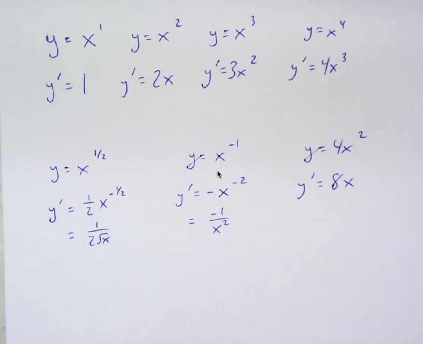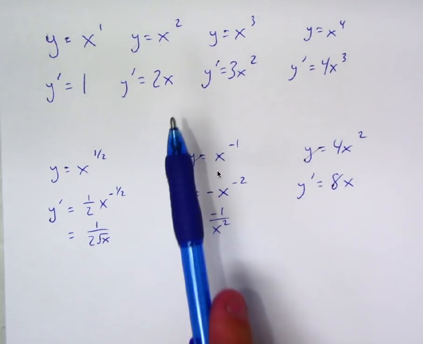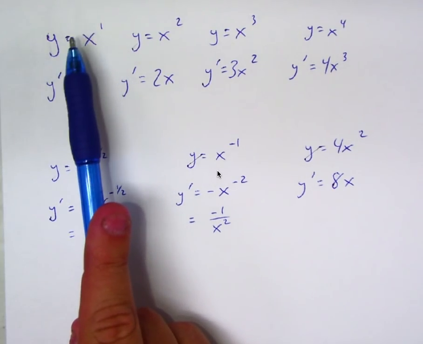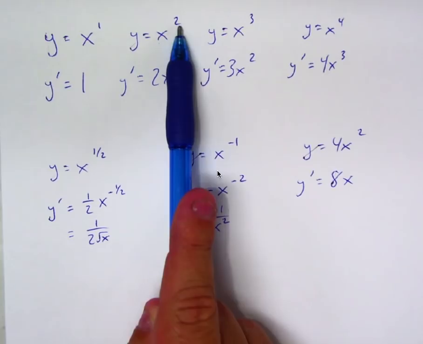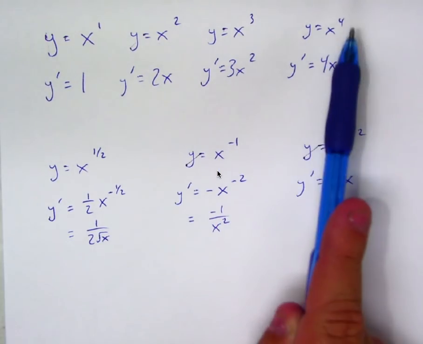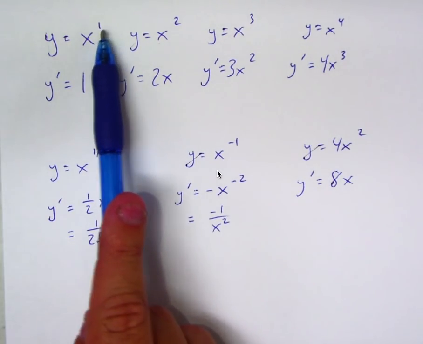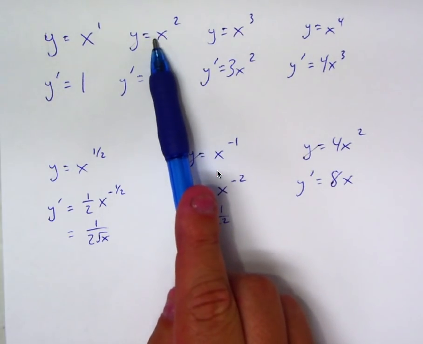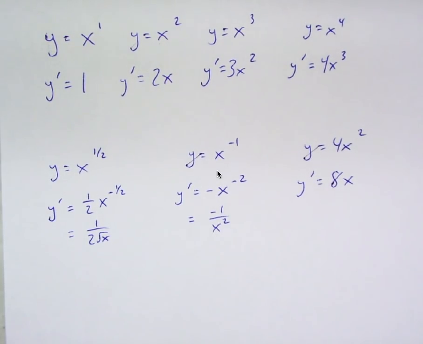Hopefully you realize that all that's really happening is the power goes out in front of the variable, right? The 2 goes in front of the x, the 3 goes in front of the x, the 4 goes in front of the x, and the exponent decreases by 1. That's called the general power rule for derivatives. The exponent goes out in front, and then you reduce the exponent by 1.